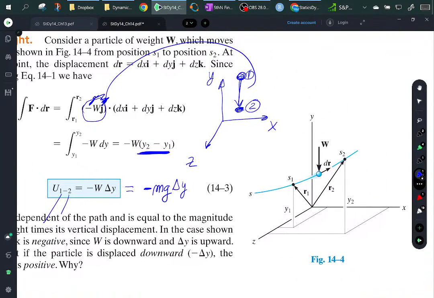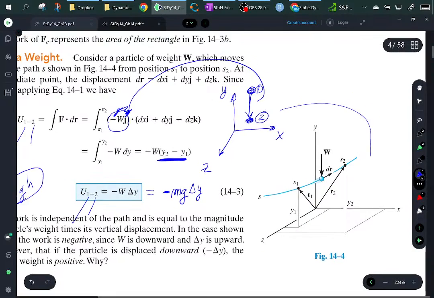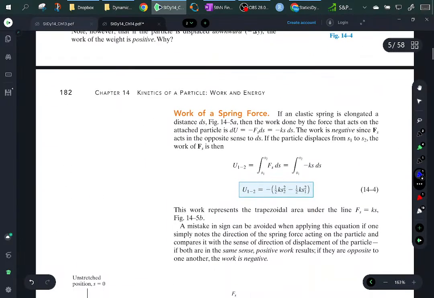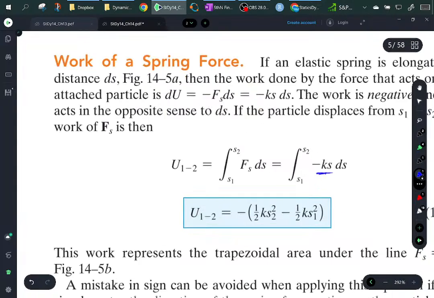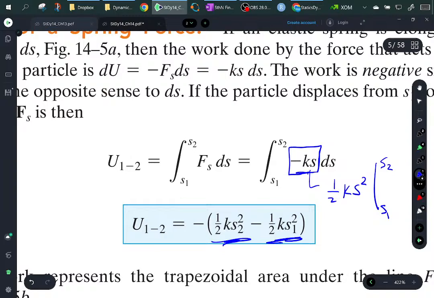I did all that diagram here, but I should have moved the page a little bit because there's a picture of that. Here, work of a spring, we talked about that just a few seconds ago. You have an s in here. Because of that, you get one half k s squared evaluated from s1 to s2. That's the integral of that thing, and you get the energy from 1 to 2 there.